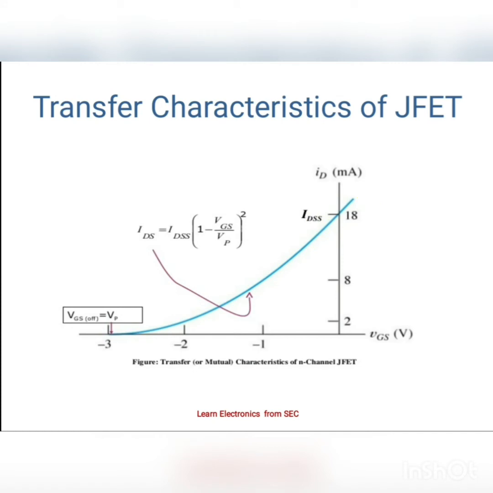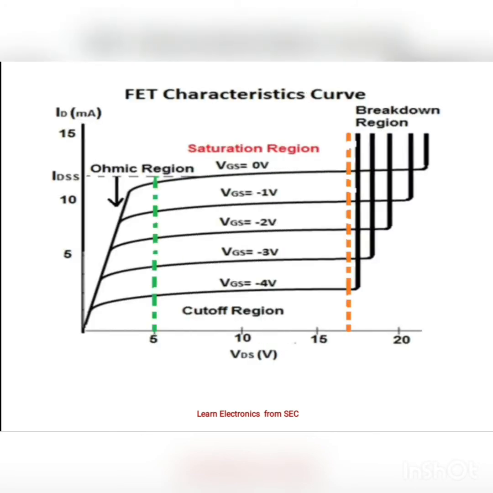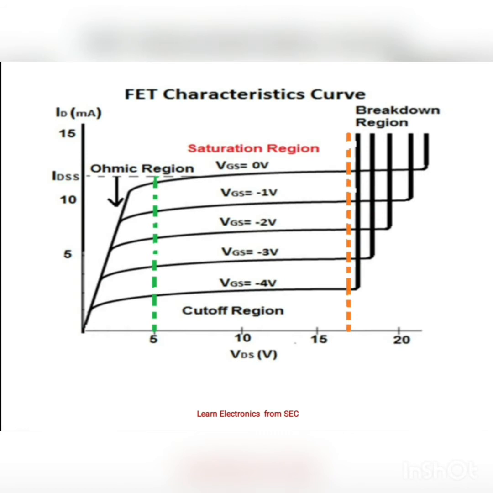Okay, now let's move on to drain characteristics. So this is the drain characteristics. We see three regions here: the ohmic region, saturation region, and the breakdown region. Now in the ohmic region, the relation between current and voltage will be linear. So it follows Ohm's law. That is, variation in current and voltage will be in linear form. So only it is called as ohmic region.